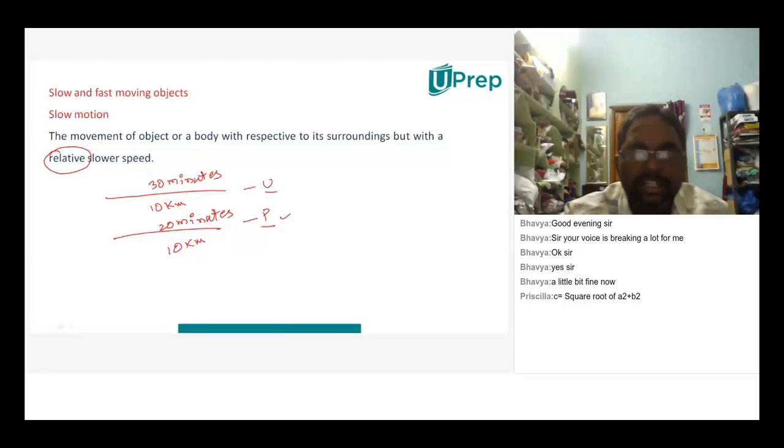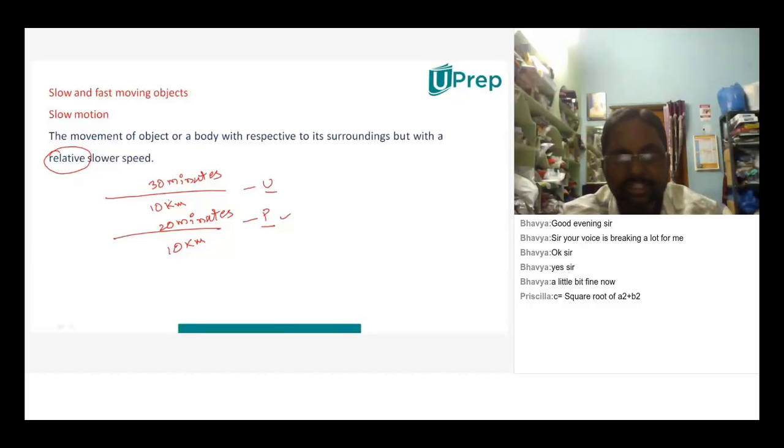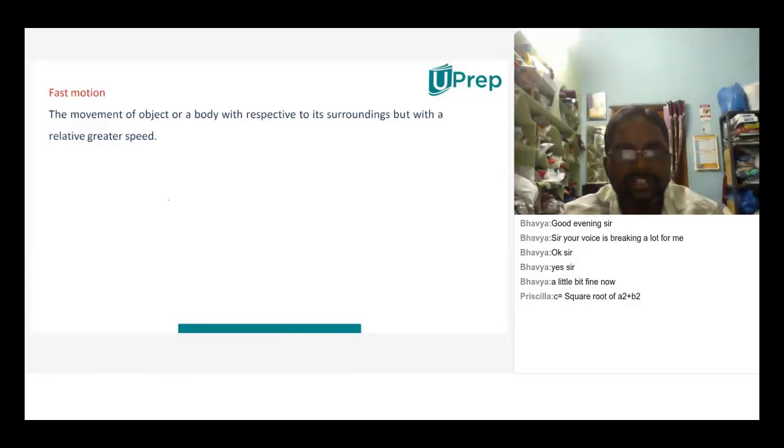Now again, if less distance is covered in more time, then the object is said to be moving slowly. So slow speed is there for it. And if more distance is covered in less time, then definitely the object is moving fast. So fast motion also we have to understand: the movement of an object or a body with respect to its surroundings, but with a relatively greater speed.